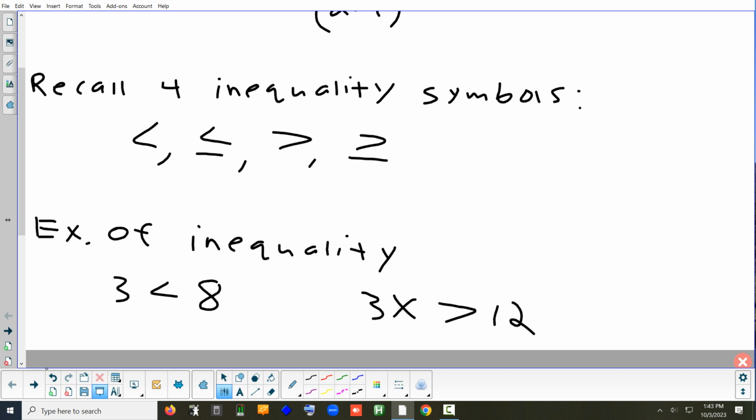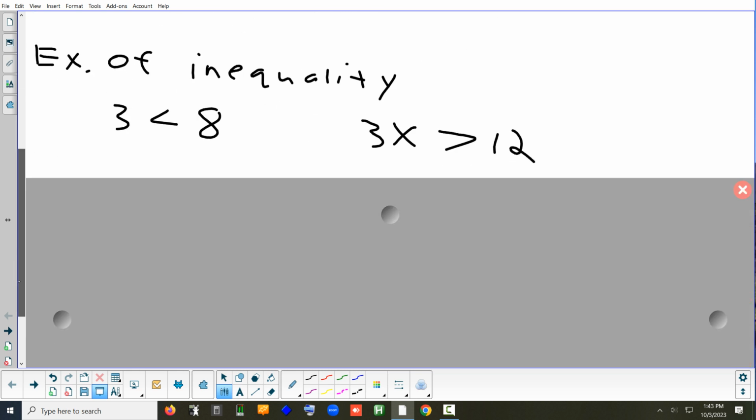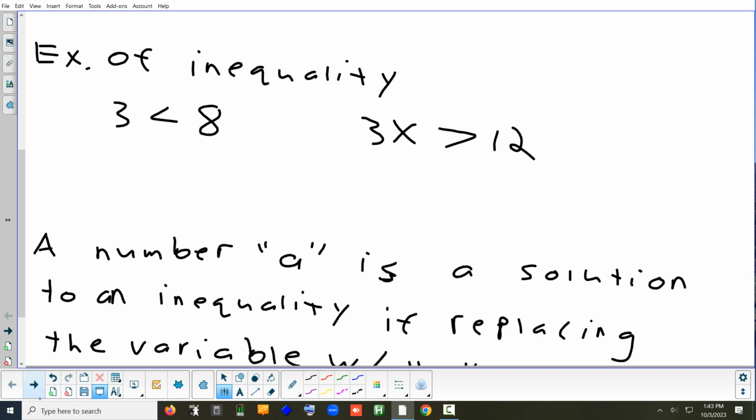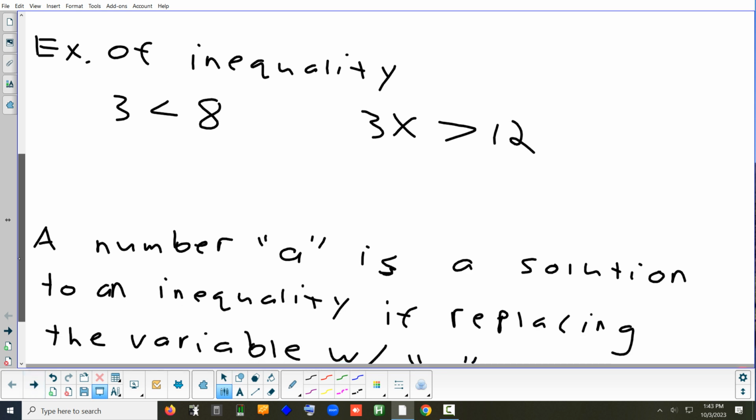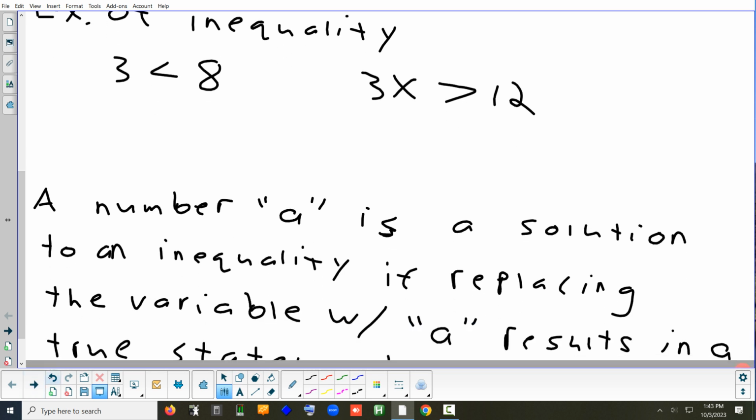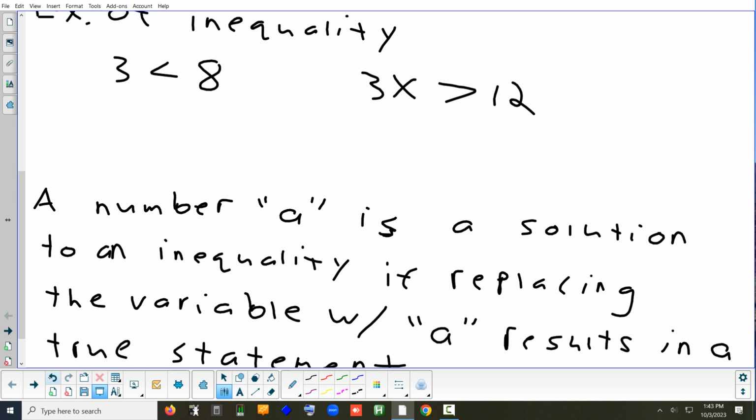Okay, the one on the left, just a true statement. The one on the right is an inequality that could be true if you pick the right numbers for x. And there could be potentially lots of numbers you could pick for x that would make it true. But the way you check if a number works is you replace the variable in your inequality and see if you get a true statement.